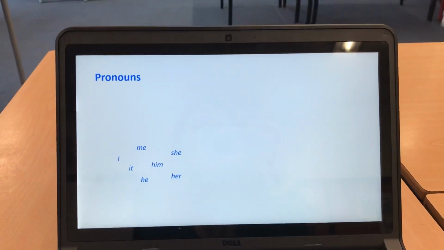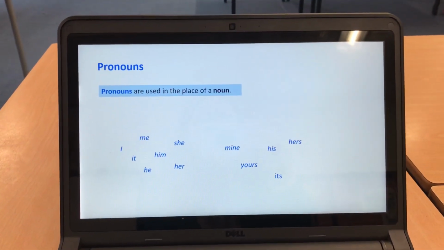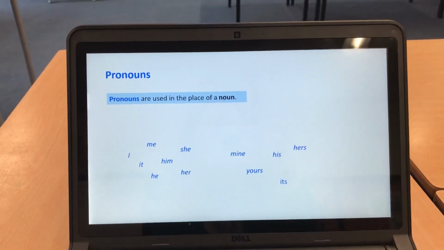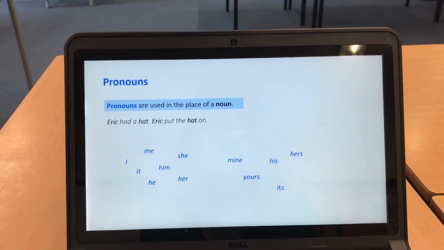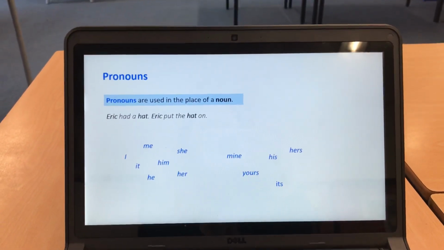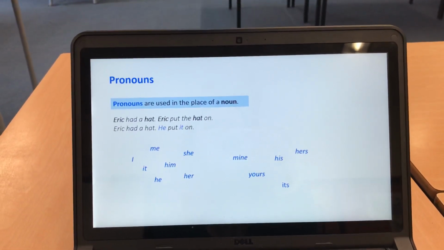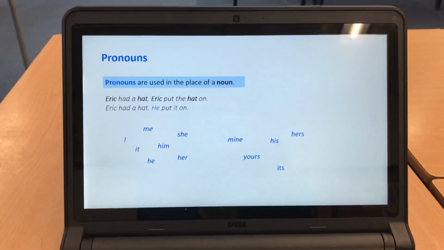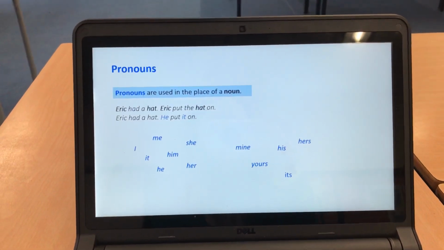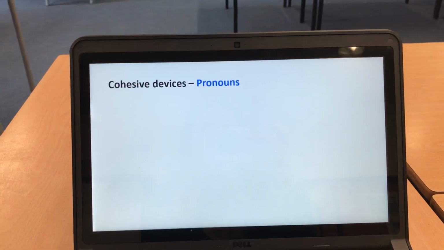Here is a list of commonly used pronouns, whizzing onto the screen. Pronouns are used in the place of a noun. So rather than repeating the noun over and over again, we use pronouns. So for example, Eric had a hat. Eric put the hat on. That's very repetitive, isn't it? So we can change it to Eric had a hat, he put it on. The noun Eric has been replaced by he, and the noun hat has been replaced by it. That's what I've just said, making it nice and clear.